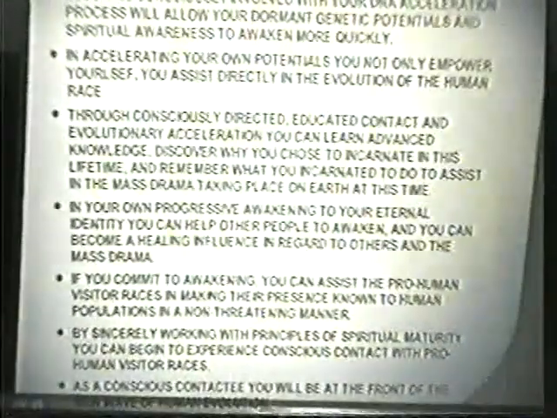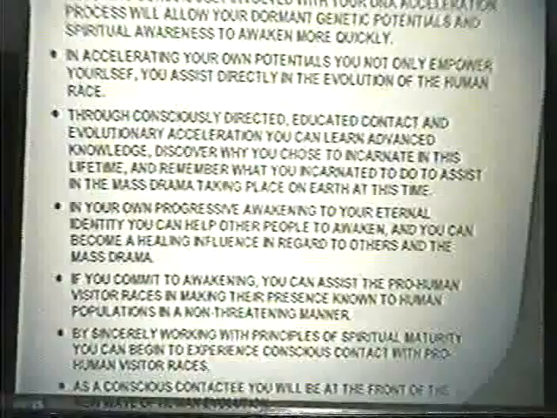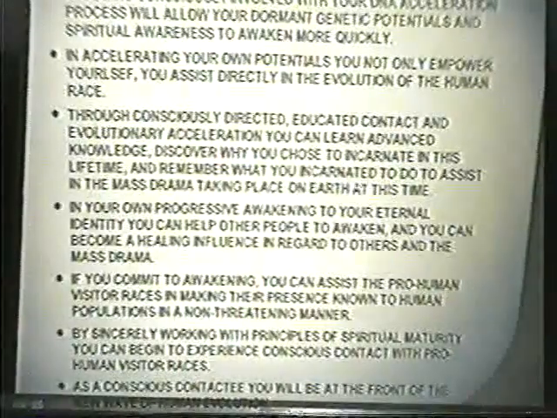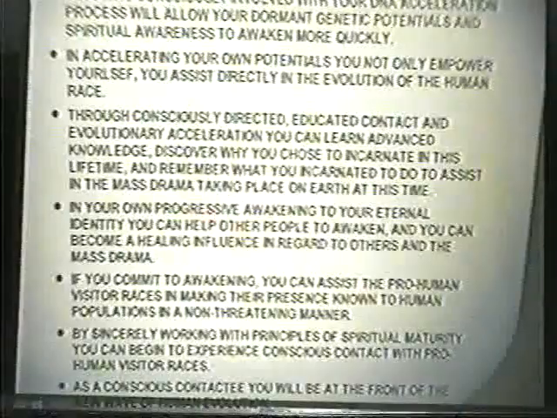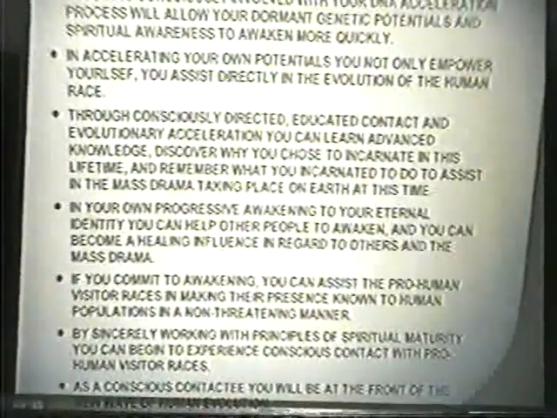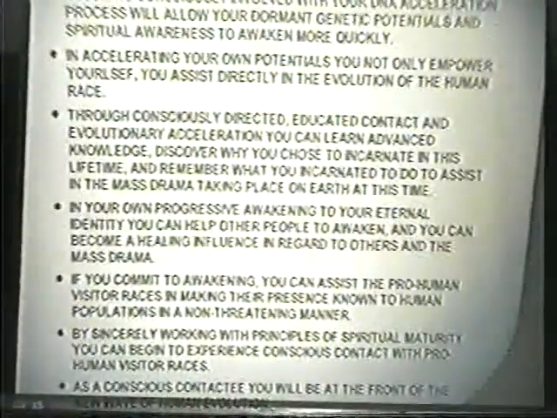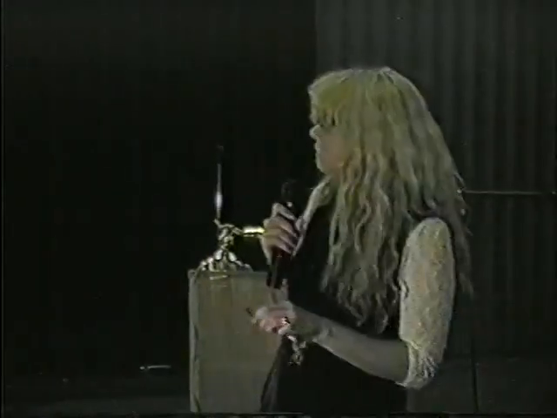Okay, these are some of the advantages you can learn. You can learn a lot of advanced knowledge. You can discover very quickly after fourth strand finishes activating. By then you should know why you chose to incarnate in this lifetime, and remember what you came to do in relation to the mass drama. You start to access what's called your soul contracts. You make contracts with yourself of, okay, I'm going to incarnate in this space-time to do this and be a part of this group thing. We all incarnated to do individual stuff and group stuff, to be a part of group evolution as well as just single evolution. You'll start to access that when you go into fourth strand activation, more and more of it.